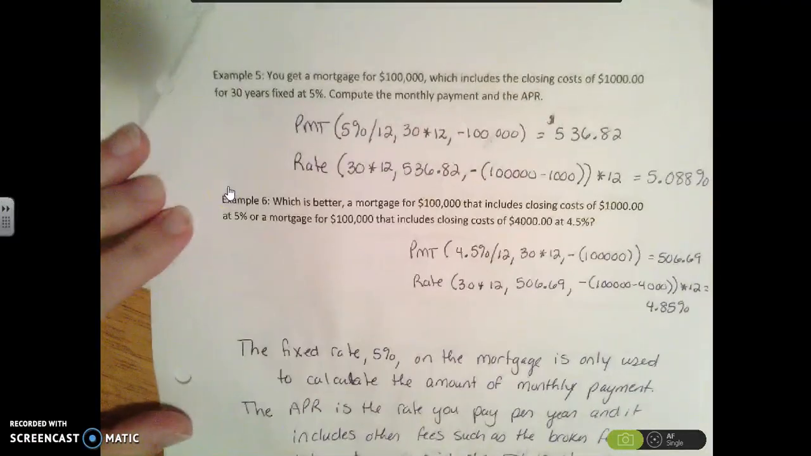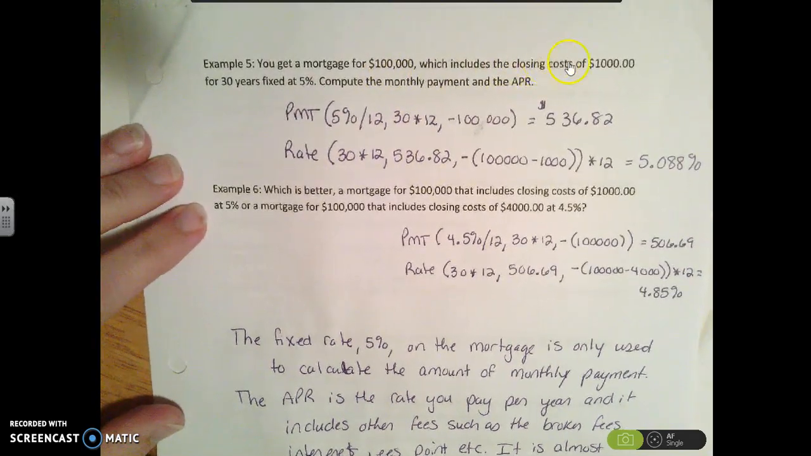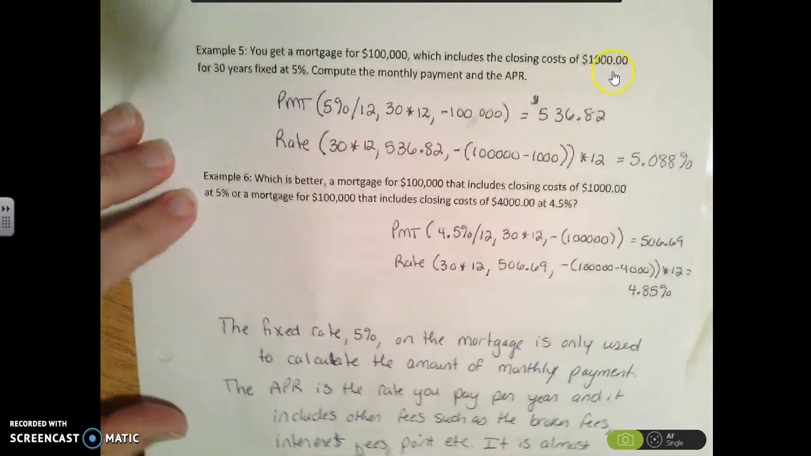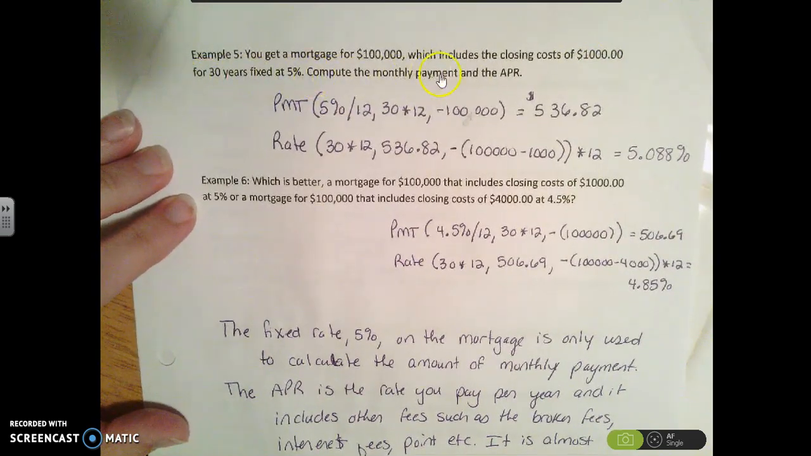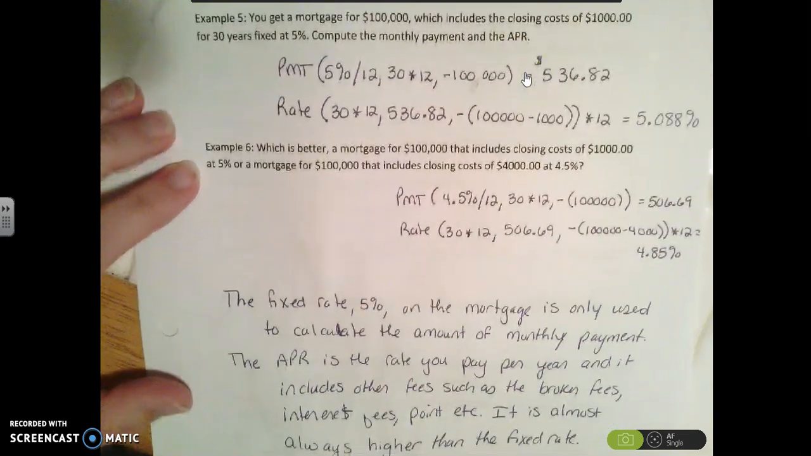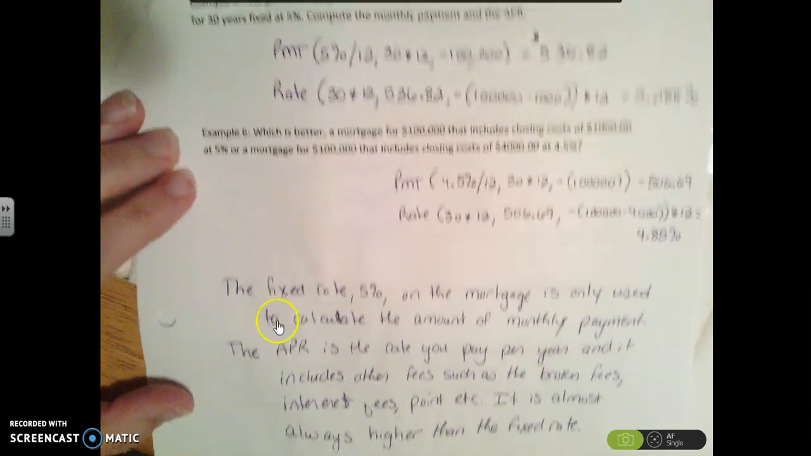okay, so we're on example number 5. It says you got a mortgage for $100,000 and it has closing costs of $1,000 for 30 years fixed at 5%. What's the monthly payment and the annual percentage rate? So first of all, let's talk about what this fixed 5% means and the annual percentage rate.